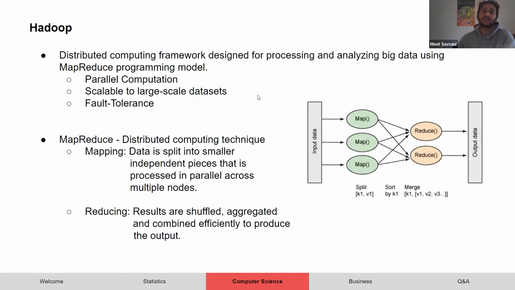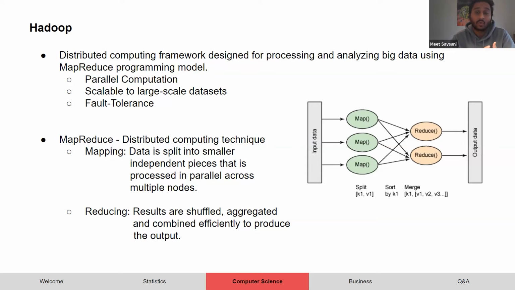The second thing I want to talk about is Hadoop. Whenever you're working on big data, there is a 99% chance that you're working with Hadoop. Hadoop is a distributed computing framework designed for processing and analyzing big data. It uses a MapReduce programming model. Now let's talk more about the MapReduce programming model. It enables you to perform parallel computation.